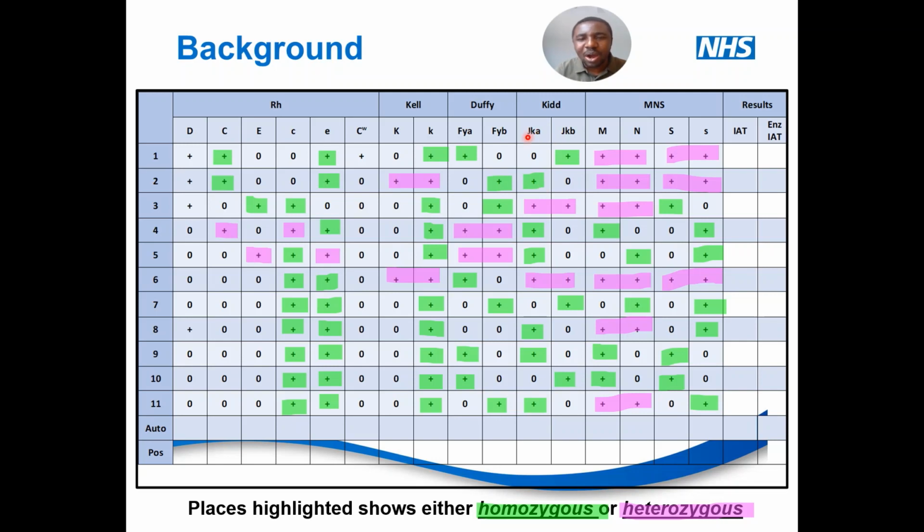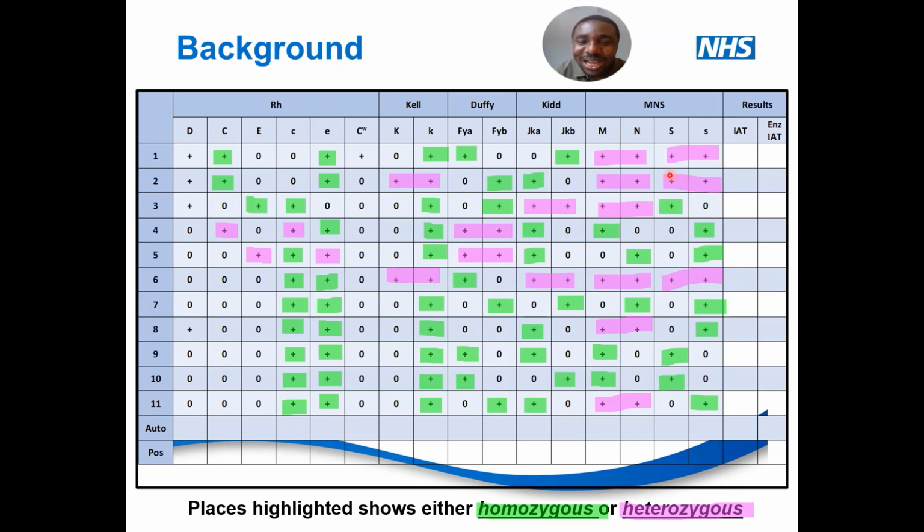Then another family we are going to look at is JKA and JKB. You see that JKB is positive in cell number 1, JKA is negative, so that is what? Homozygous. JKB is homozygous here. JKA is homozygous in cell number 2 because it's positive, and JKB is negative. But look at cell number 3. Both of them are positive, and that is heterozygous. Again, you see it in cell number 6. JKA and JKB are heterozygous in cell number 6. I hope we're understanding this.